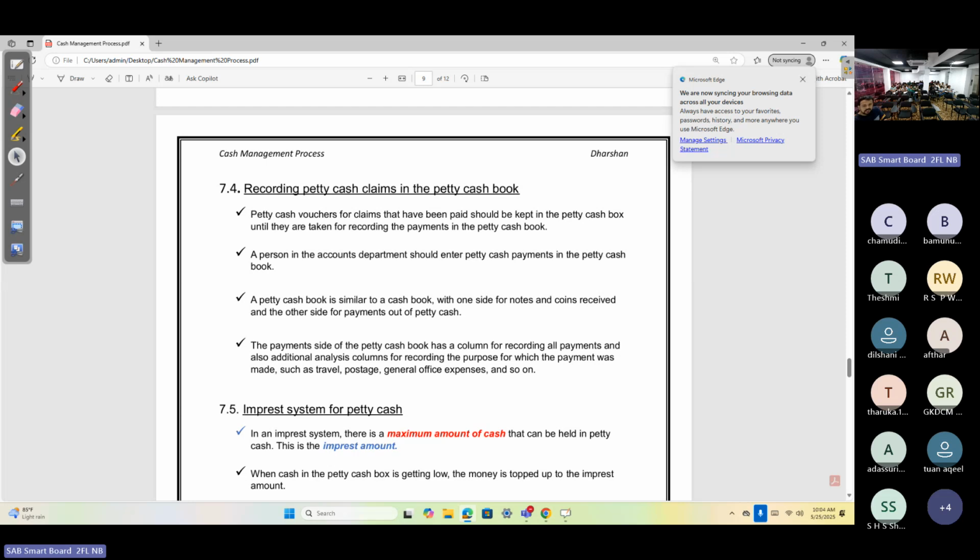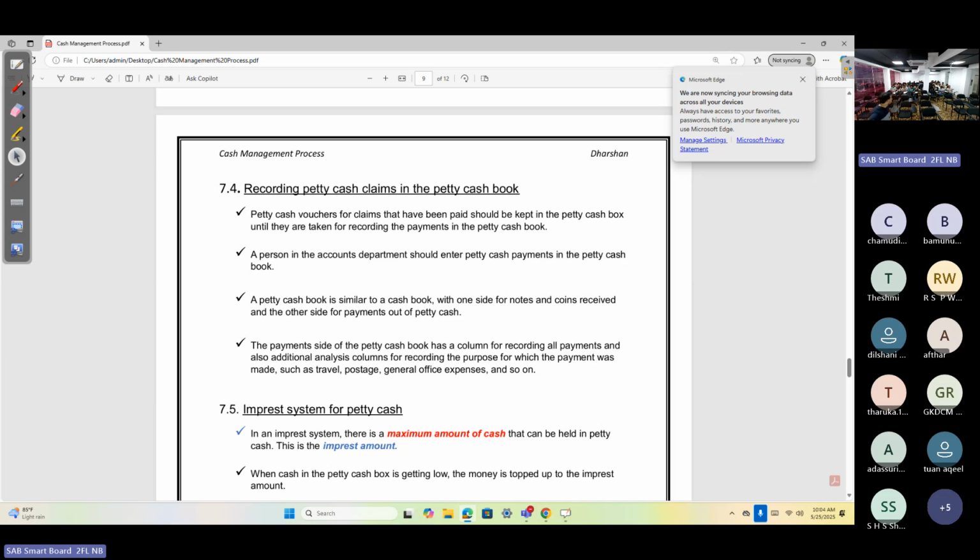Petty cash vouchers for claims that have been paid should be kept in the petty cash box until they are taken for recording the payments in the petty cash book. A person in the accounts department should enter the petty cash payments in the petty cash book. The petty cash book is similar to a cash book, with one side for notes and coins received and another side for payments out of petty cash. The payment side of the petty cash book has a column for recording all payments and also additional analysis columns for recording the purpose for which the payment was made.